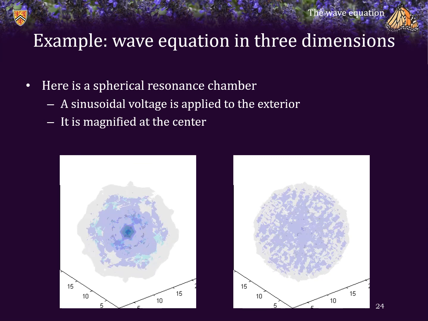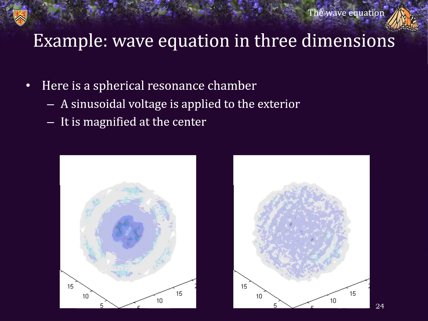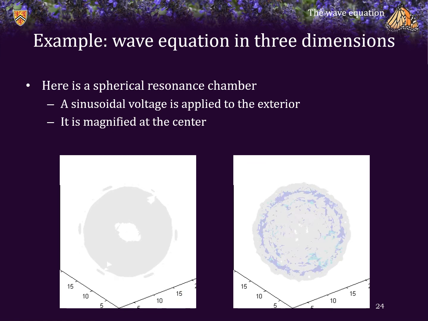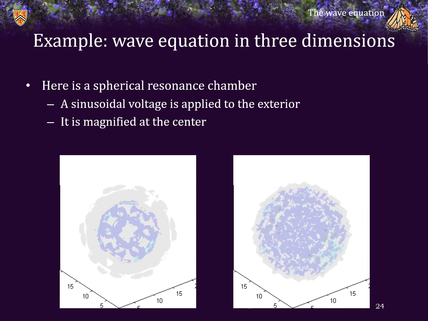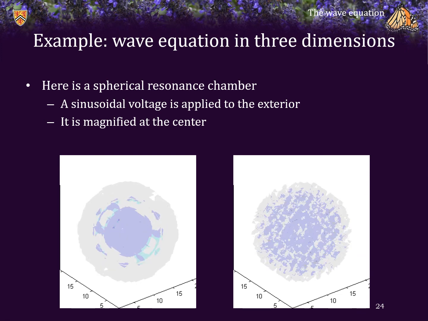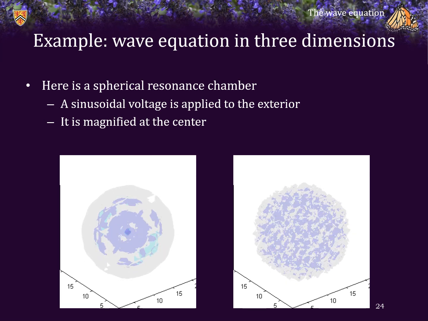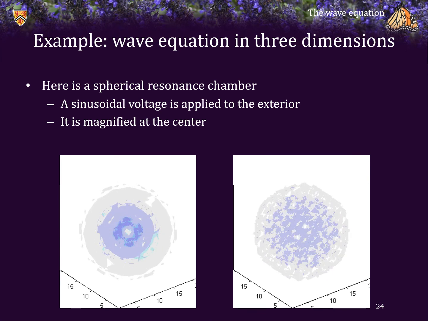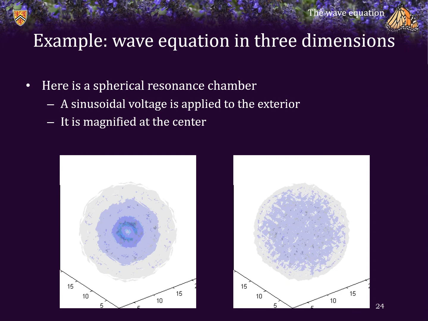And once again, it's not a sphere that we are using at the exterior. In fact, it's again a three-dimensional grid, and we are deciding which points are in the grid and which points are not. Those points outside the sphere are considered to be insulating boundaries. No, they are Dirichlet boundaries given by the sinusoidal voltage that is applied to the exterior.